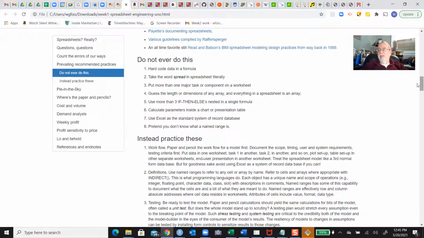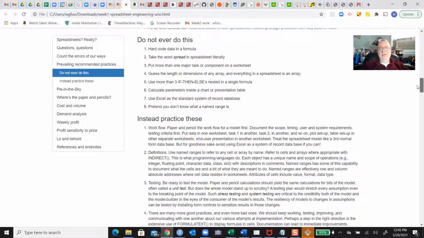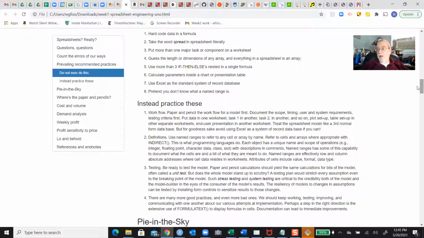Never guess at the length. Never guess at anything. Okay, never guess at the length of the dimensions of any array, and everything in a spreadsheet's an array. And you're going to see examples of that in your own work. In my work, I make these stupid mistakes all the time.